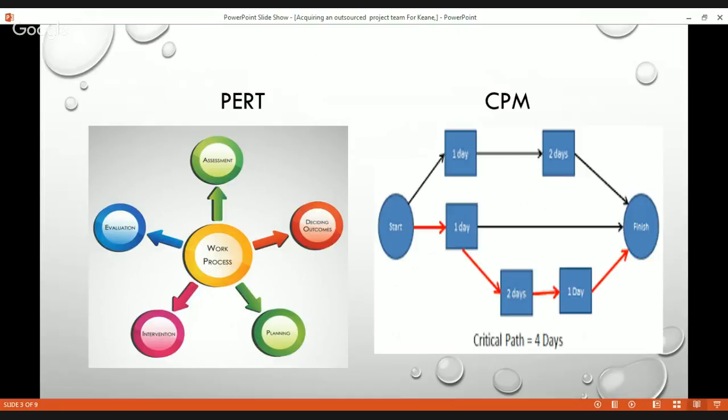Each activity is assigned an earliest and latest start time and end time. These activities with no slack time are said to lie along a critical path. The path must stay on time for the project to remain on schedule.